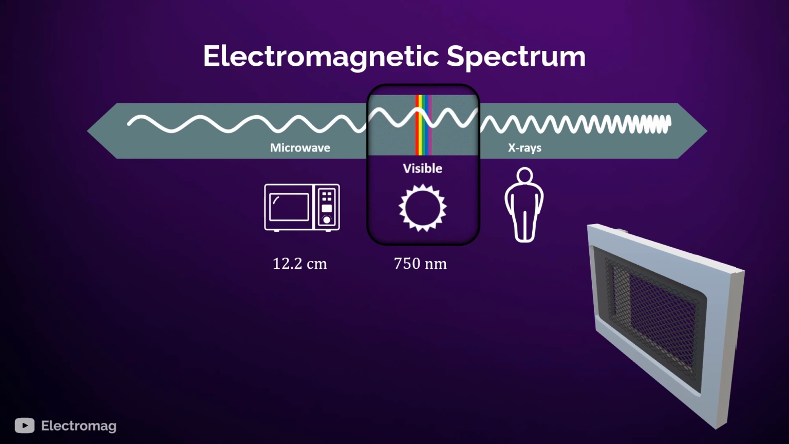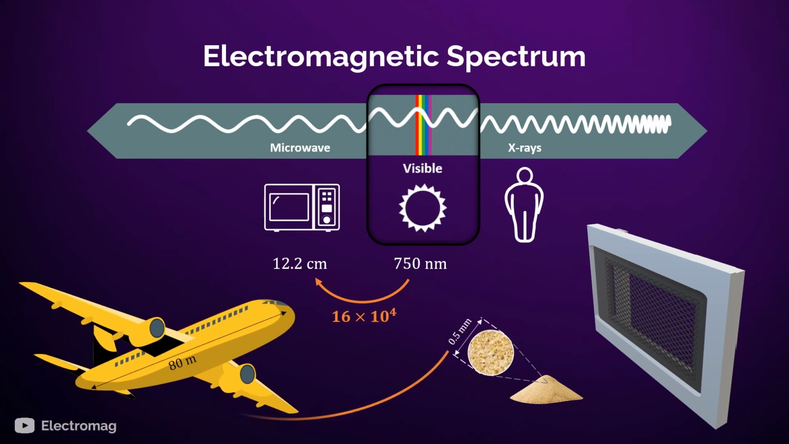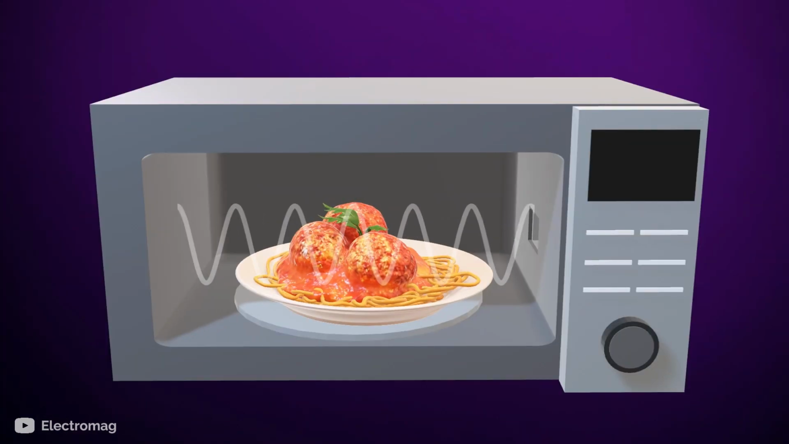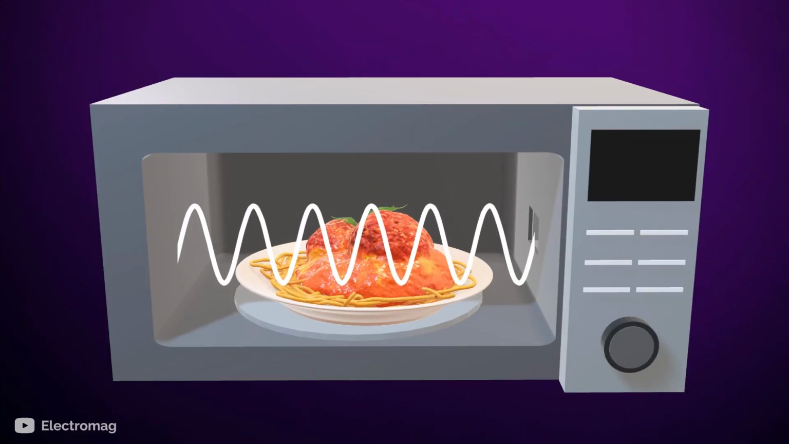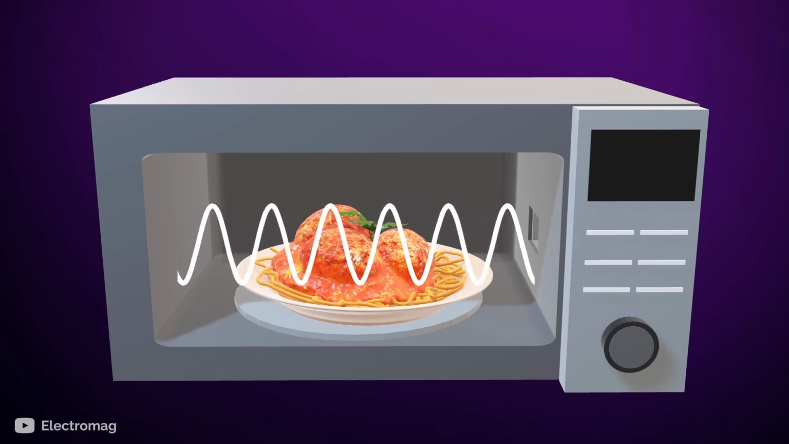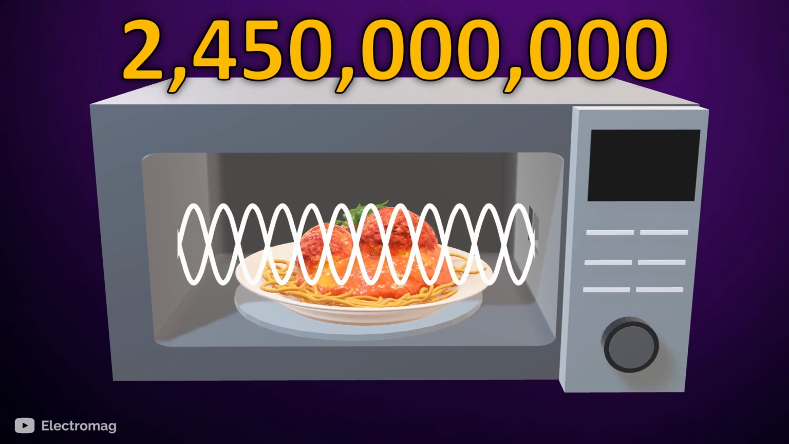On the other hand, the longest wavelength in visible light is 750 nanometers, which we perceive as red color. The wavelength of microwaves is at least 160,000 times larger than the wavelength of visible light. This comparison is like comparing the size of a sand grain to that of a large airplane. Now, one can assume that a grain of sand can pass through the mesh easily, but a big plane definitely cannot. The microwave oven operates at 2.45 GHz, which means the waves resonate 2.45 billion times in a second.